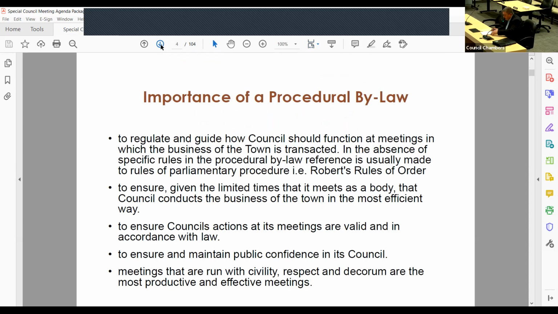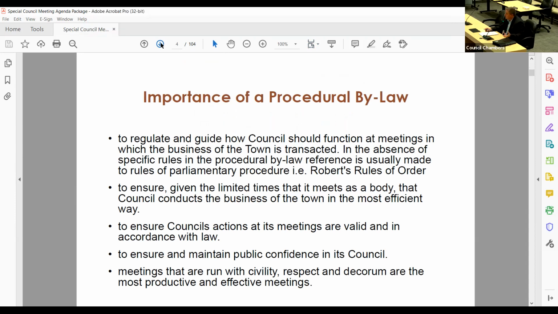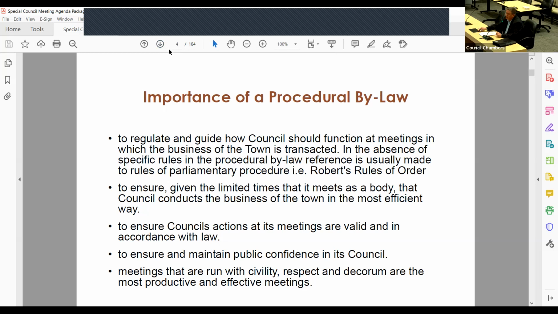So the first item that we're looking to focus on is the procedural bylaw. And we're really talking mostly about general principles that should be applicable to all procedural bylaws, and then some of the rules specific to the current Town of Tecumseh bylaw.